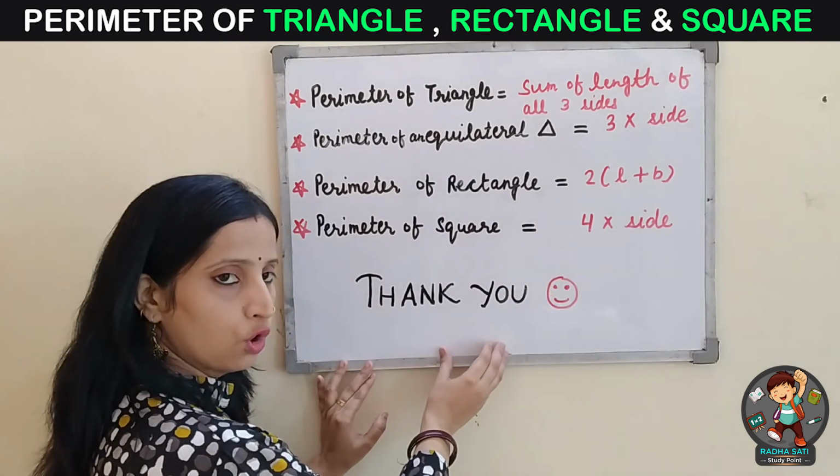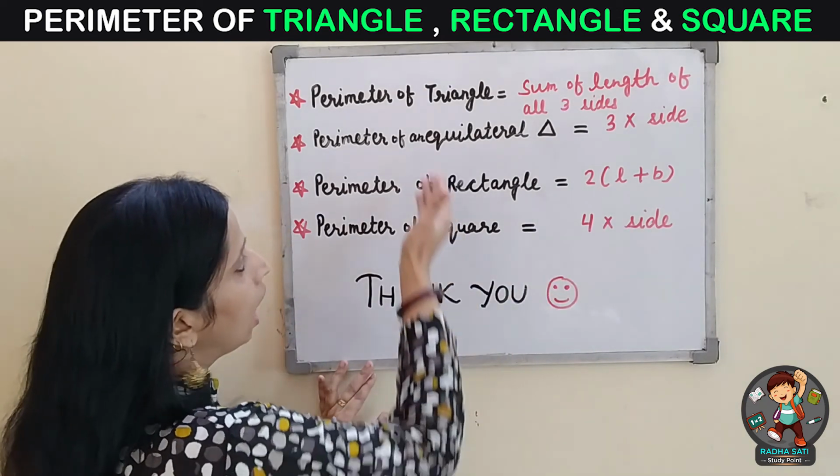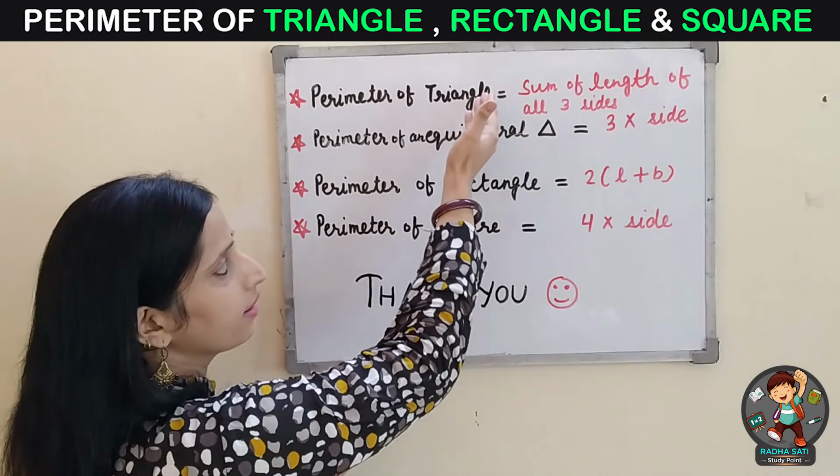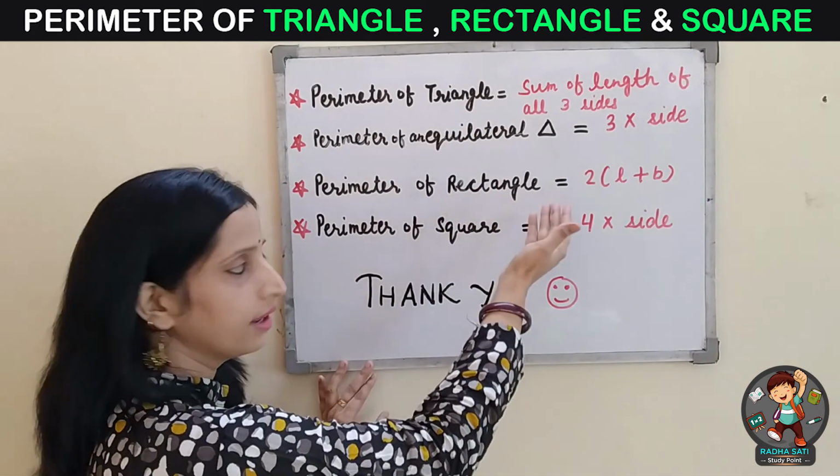So friends, I hope that now you understood how to find out the perimeter of triangle, equilateral triangle, rectangle and square.